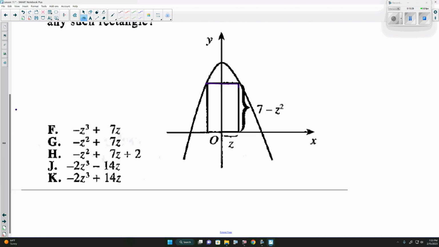Well, what do we have here? We have a rectangle, yes? What's the area formula for a rectangle? Quincy, head up. What's the base or height of this? The height is 7 minus z squared, yes? Well, that's z from here to here, yes? Well, what's the distance from here to here?